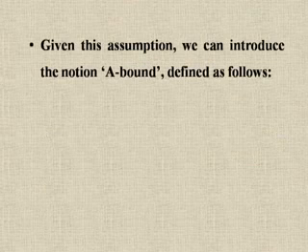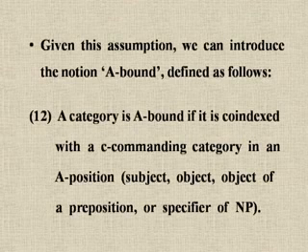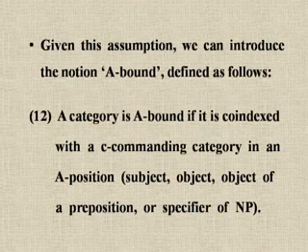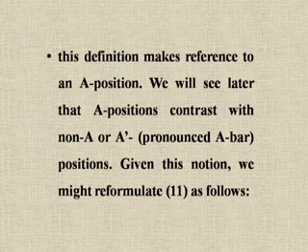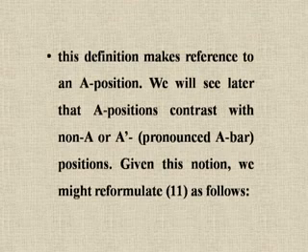Given this assumption, we can introduce the notion A-bound, defined as follows. A category is A-bound if it is coindexed with a c-commanding category in an A-position: subject, object, object of a preposition, or specifier of a noun phrase. As can be seen, this definition makes reference to an A-position. We will see later that A-position contrasts with non-A, or A-bar, position. Given this notion, we might reformulate (11) as follows.